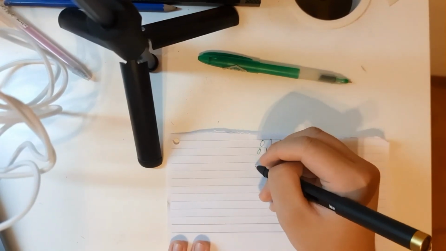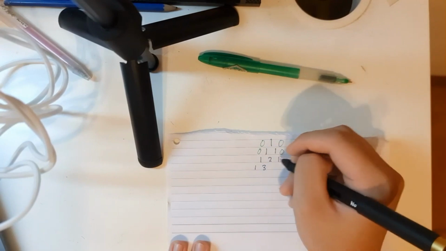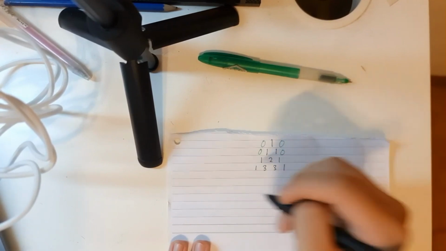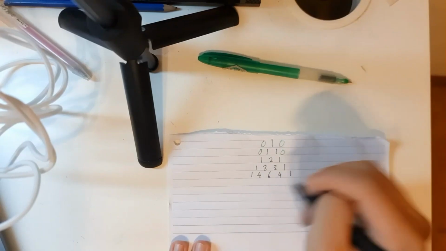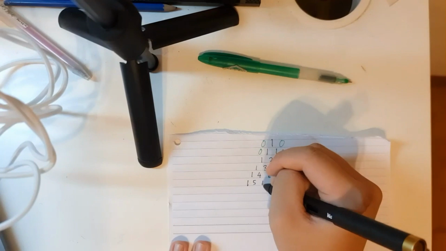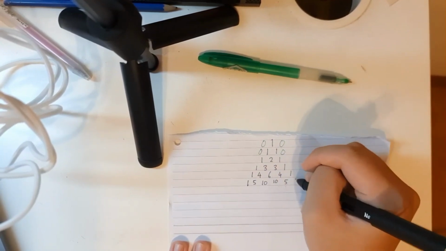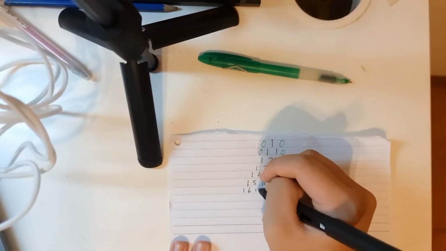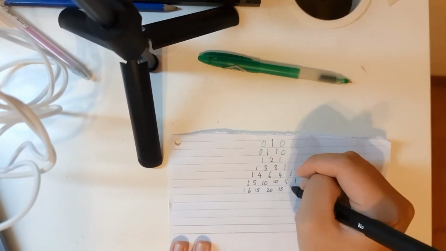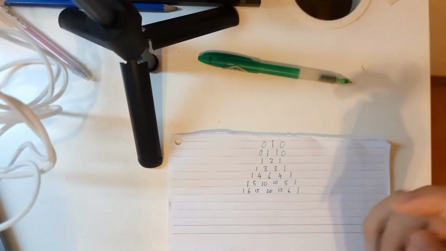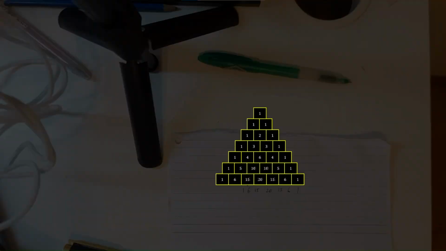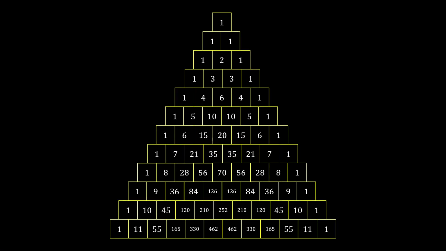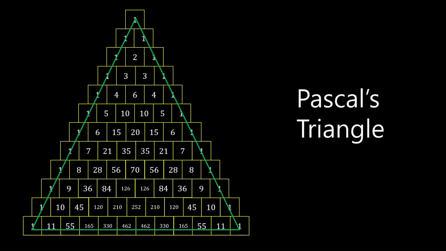So, the next row. 1 plus 0 is 1, 1 plus 2 is 3, 2 plus 1 is 3, 1 plus 0 is 1. Same thing, 1 plus 3 is 4, 6, 4, 1, 1, 5, 10, 10, 5, 1, 1, 6, 15, 20, 15, 6, 1, and so on. If we zoom out, we notice that this figure will form a triangle. Therefore, we call this figure Pascal's triangle, after the person who popularized it.